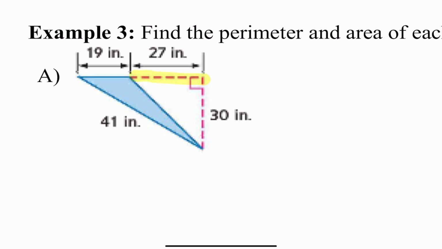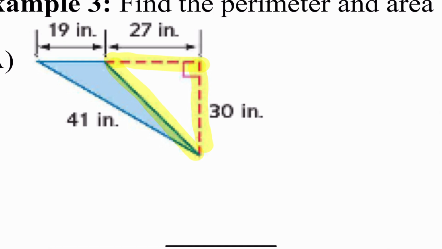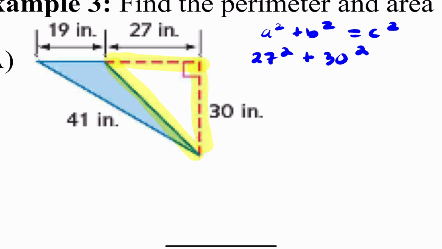But as I can see, if I'm just looking at it individually, we have a right triangle with 27 inches, 30 inches. So what does this have to be? I'm just going to have to apply the Pythagorean theorem for this one. A squared plus B squared equals C squared. 27 squared plus 30 squared is equal to C squared.